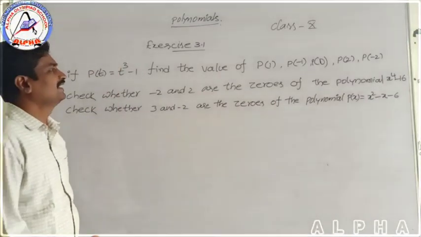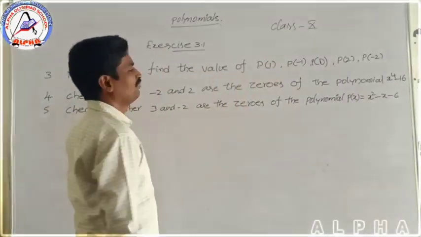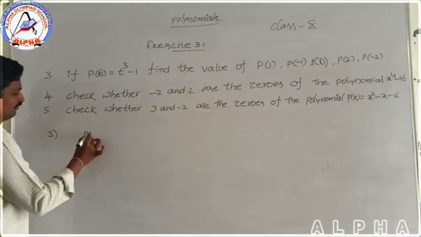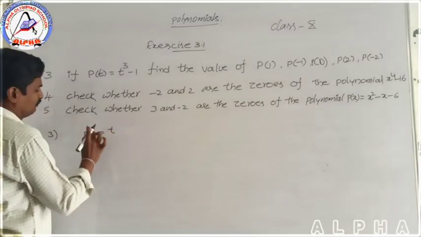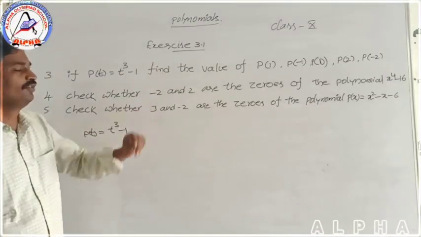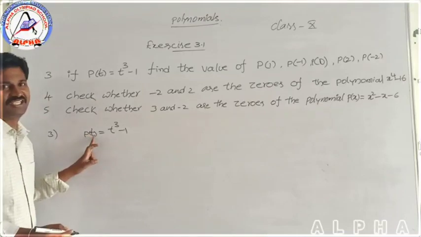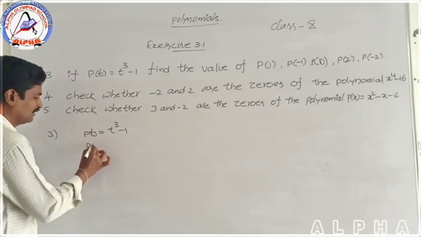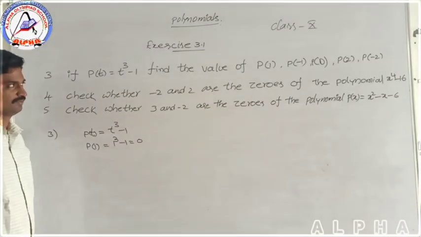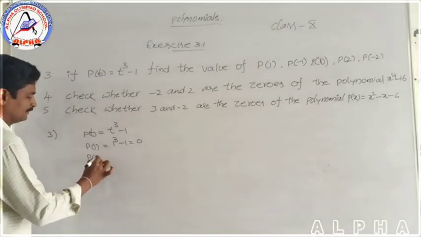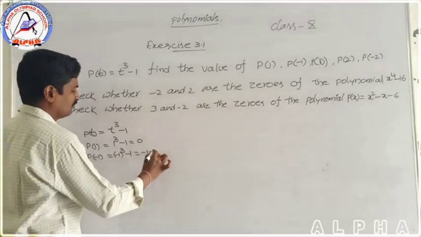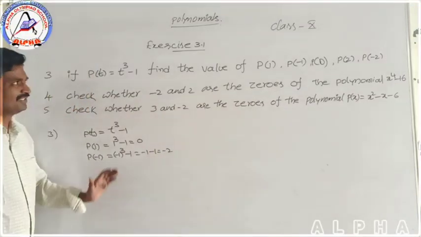Here it is given directly: find the value of P of 1. Given P of t is equal to t cube minus 1, then to find the value of P of 1, replace t by 1. That is 1 cube minus 1, which is equal to 0. P of minus 1: replace t by minus 1. Minus 1 whole cube minus 1, that is minus 2. Like this we will find all.